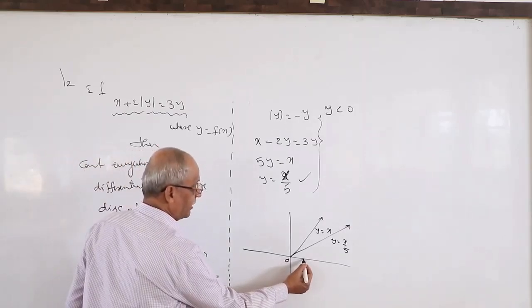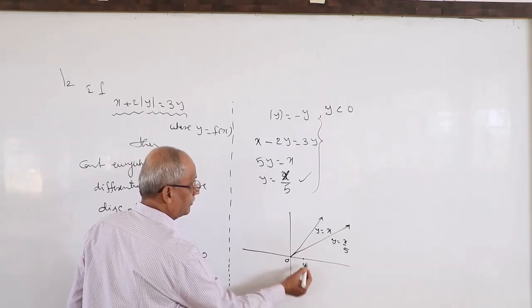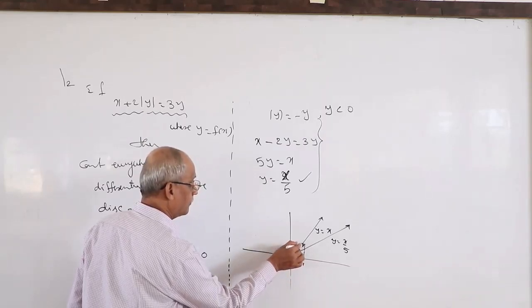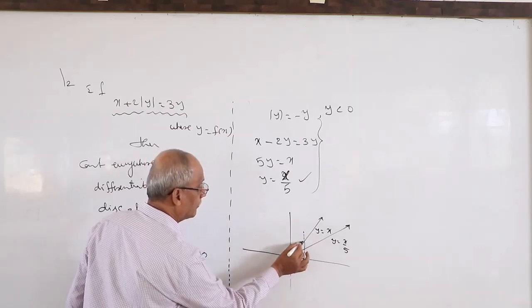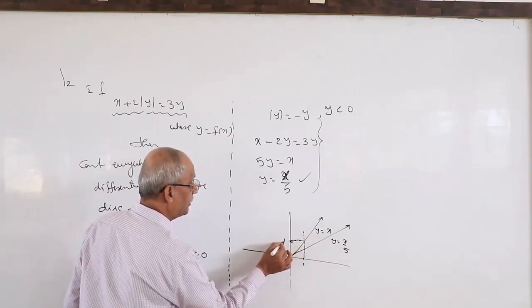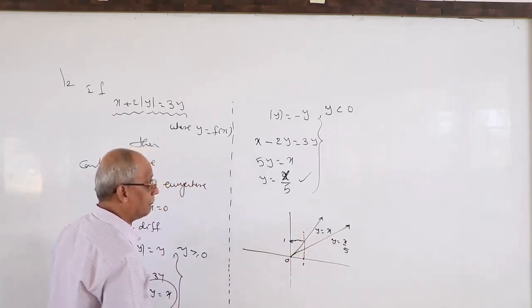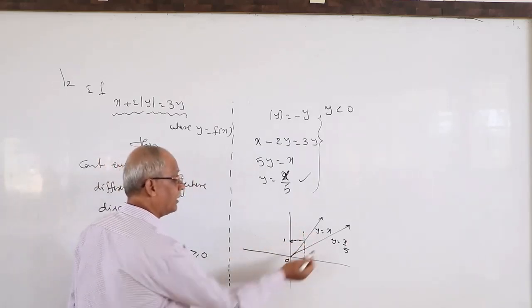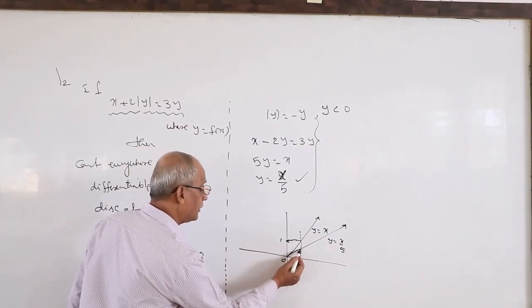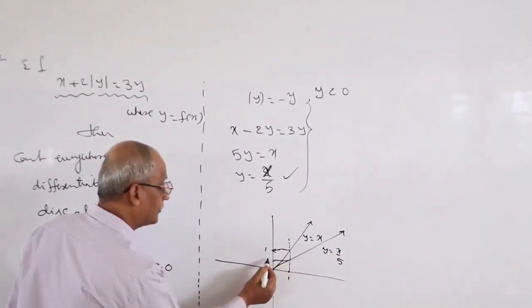When x is 1, you draw the line. This is y equal to 1. When x is 1, what is the y value? 1 by 5. 1 by 5 is definitely less than 1 only. This is 1 by 5.